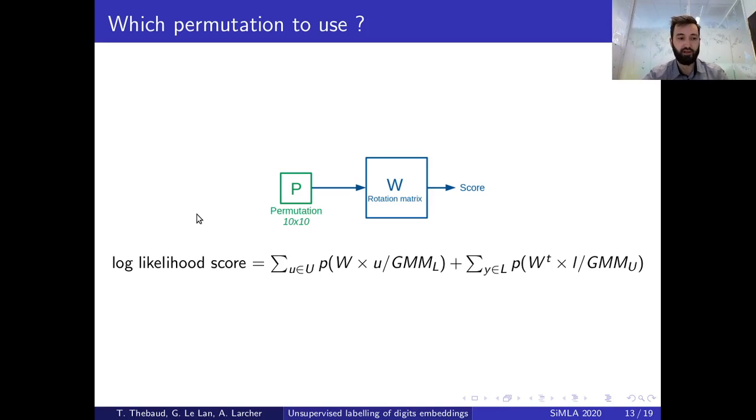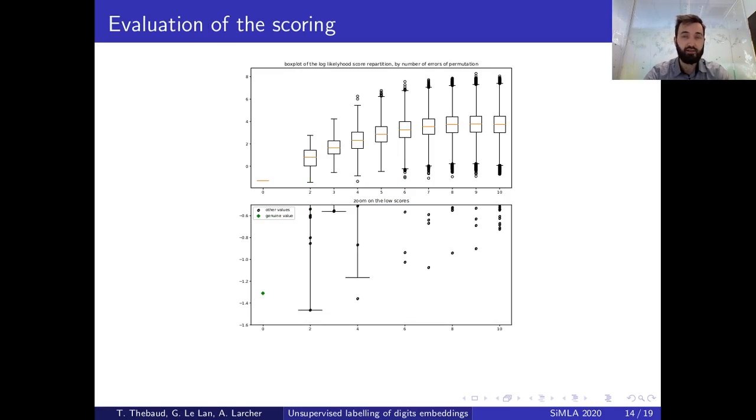Because we only have limited options for permutation, if we try to link 10 clusters to 10 classes, then there is only 10 factorial possibilities. We evaluated all of them, so it uses a certain amount of time, but we can generate every permutation matrix, every rotation associated, and compute every score.